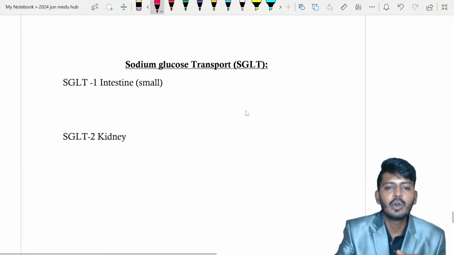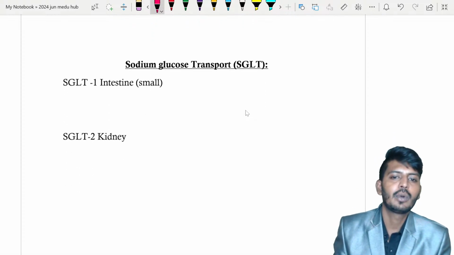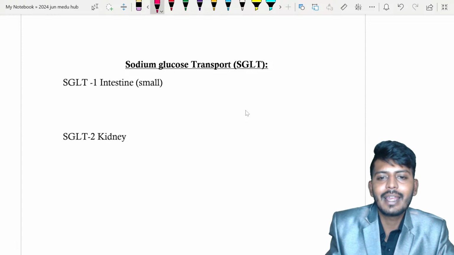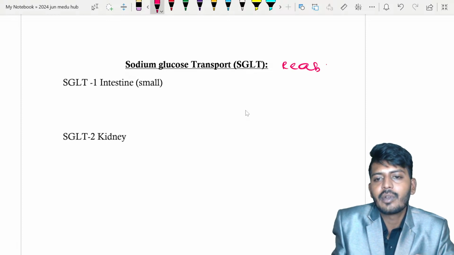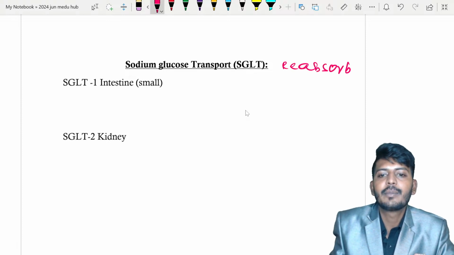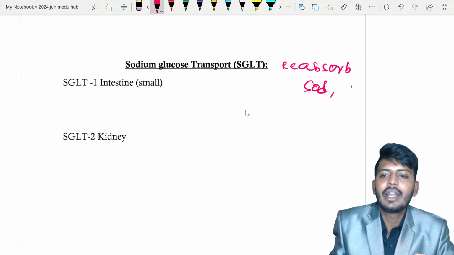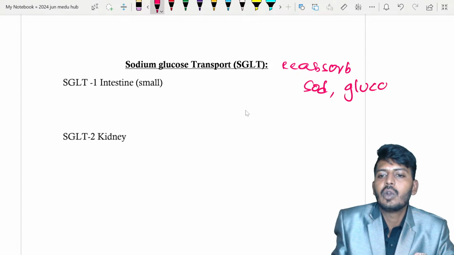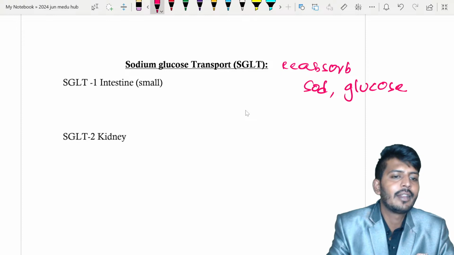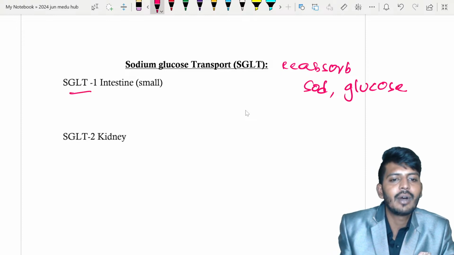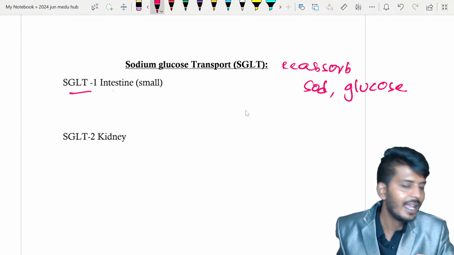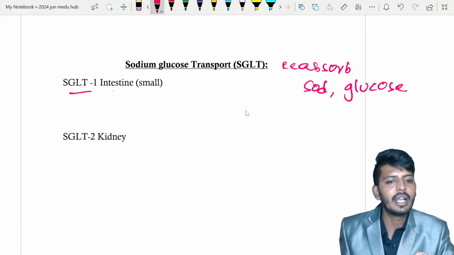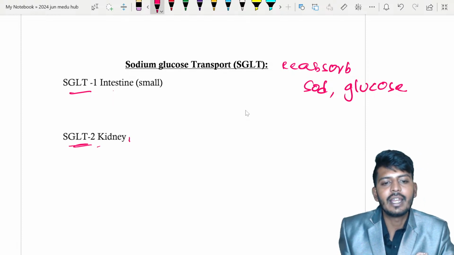Okay. Then let's go to the next one, sodium glucose transporters. They reabsorb both sodium and glucose together. So where are they located? SGLT1 is located in the small intestine. SGLT2 is located in the kidney.